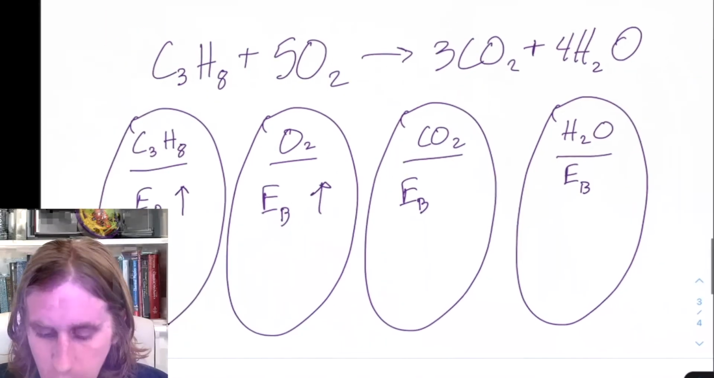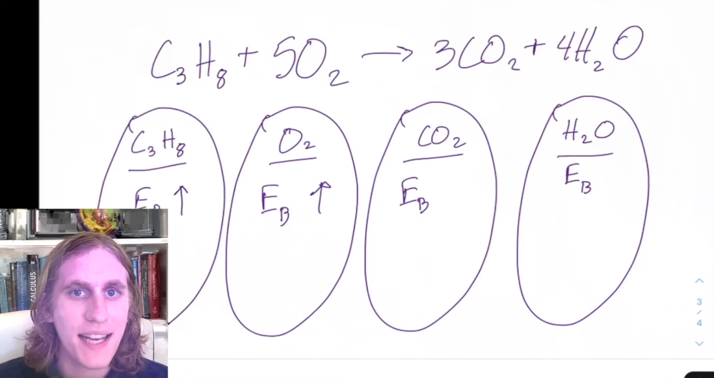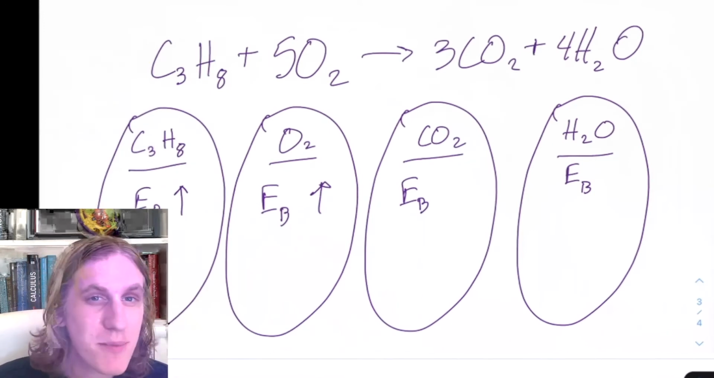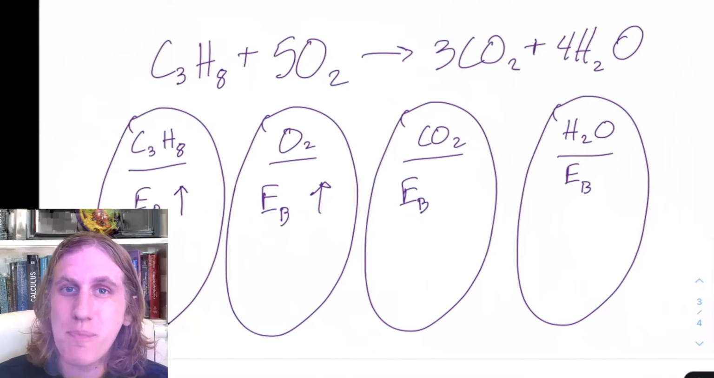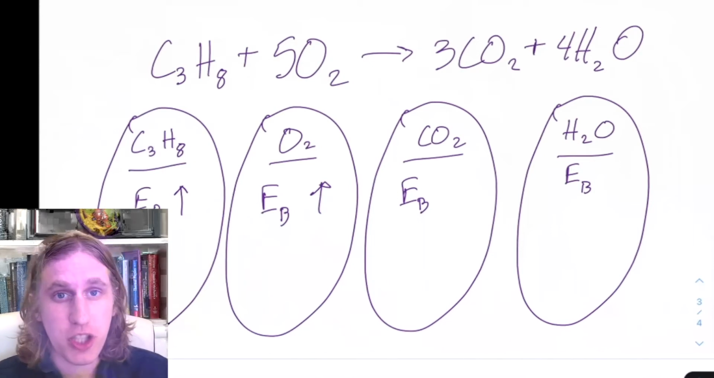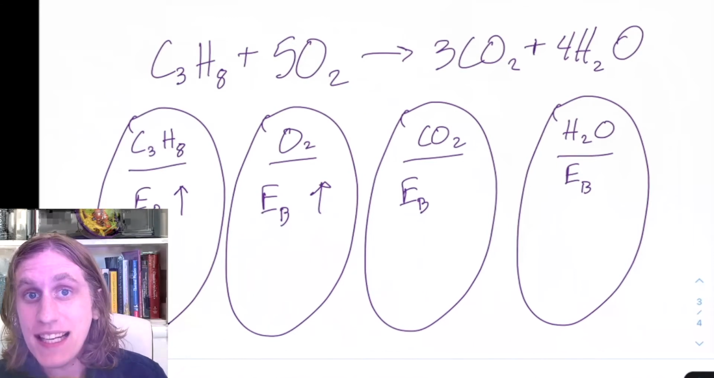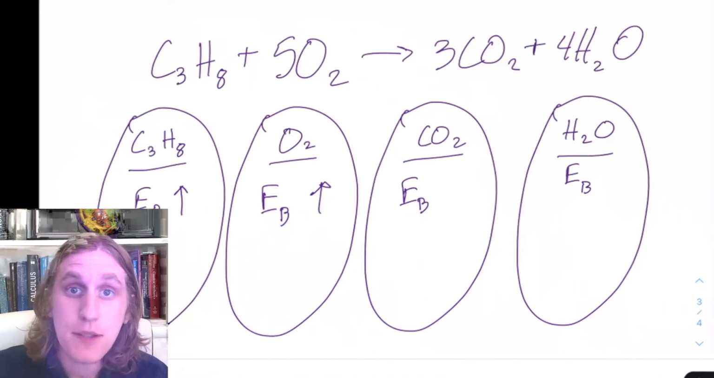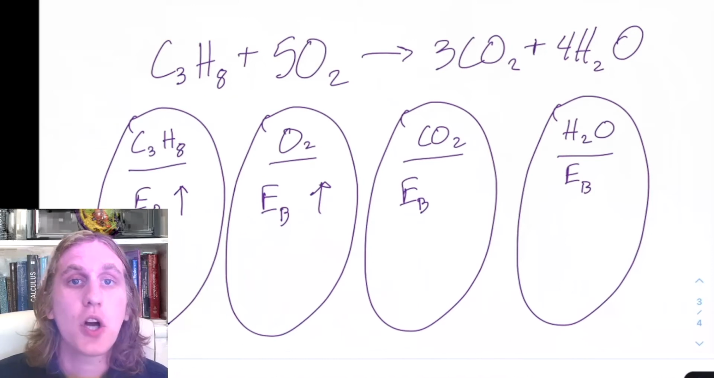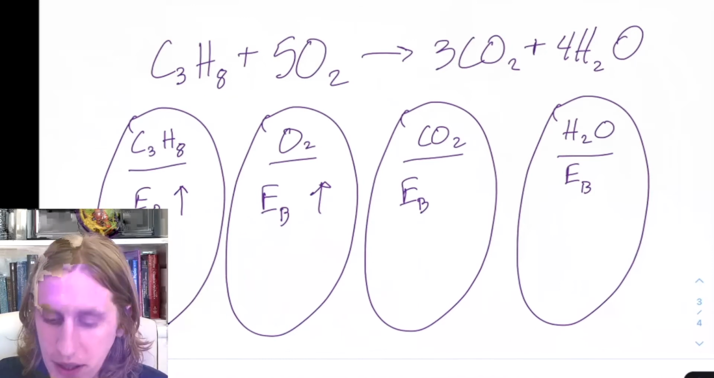What about the stuff on the right-hand side? Well, you can probably guess. In this case, the bond energy is decreasing. Just as when we broke apart atoms on the left-hand side, bond energy increased, putting atoms back together and creating bonds causes bond energy to decrease.